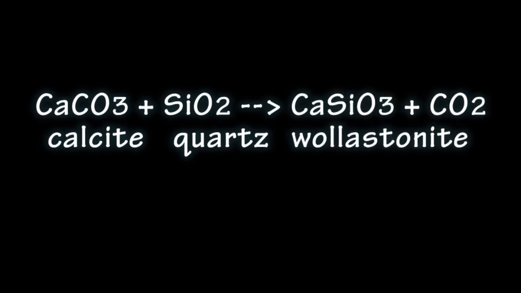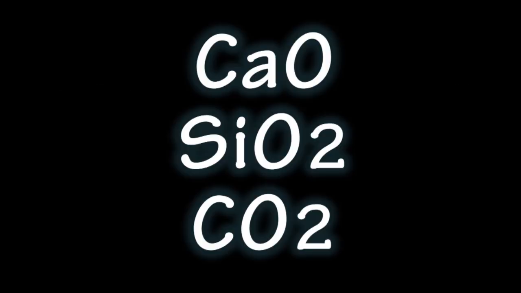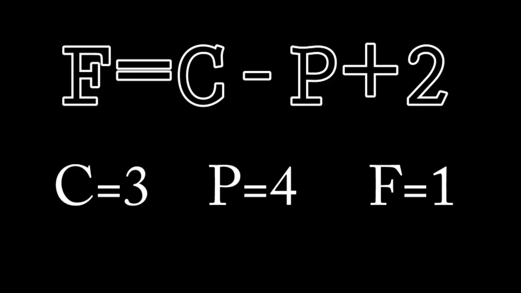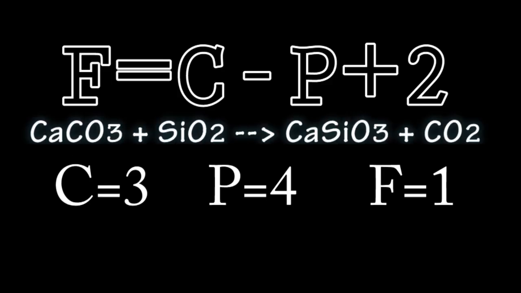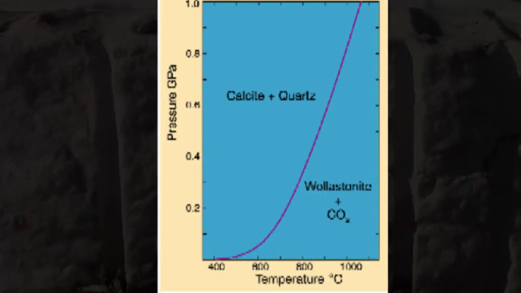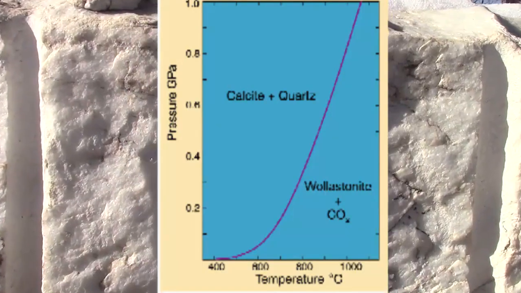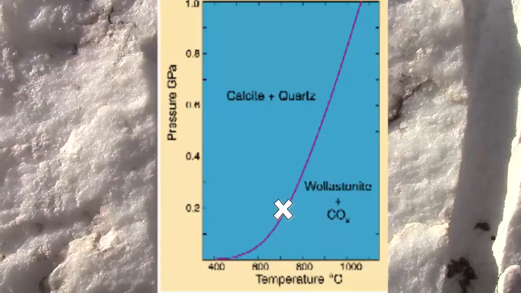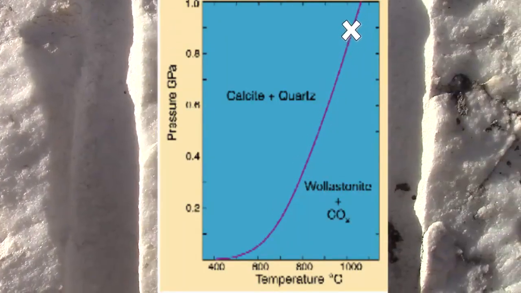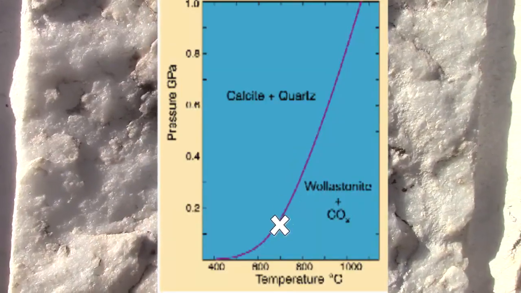I count up 4 phases involved in the reactants and products, but only 3 components: CaO, SiO2, and CO2. So using the phase rule, we can have only 1 degree of freedom. In other words, all 4 phases can coexist only on a univariate curve of a pressure-temperature diagram. You have to be at a specific temperature for any pressure to get all 4 phases, which allows us a bit more detail in determining the metamorphic conditions our dirty limestone achieved.